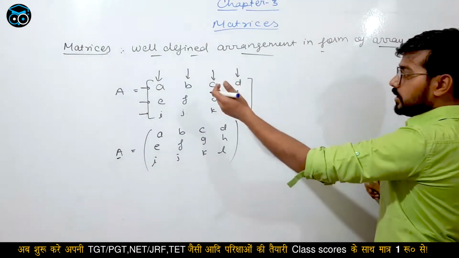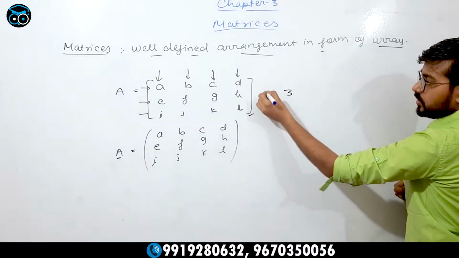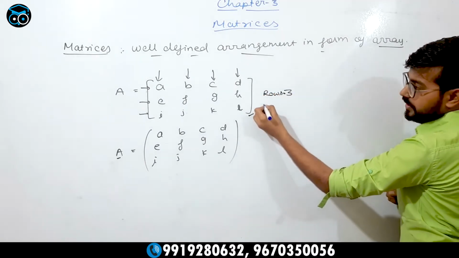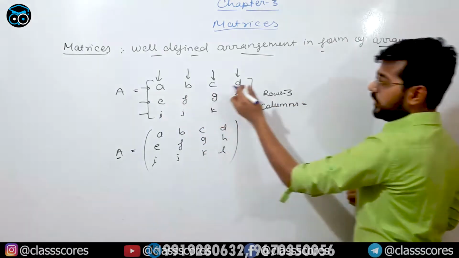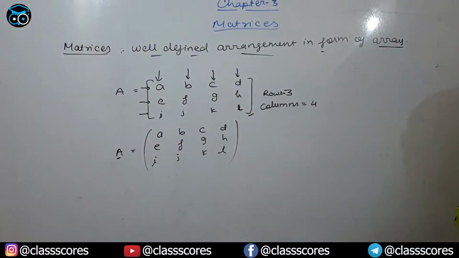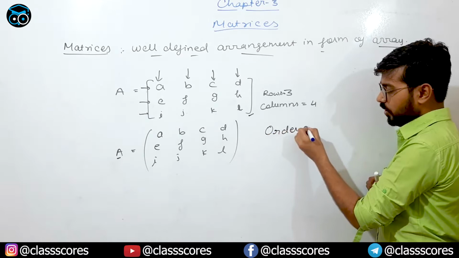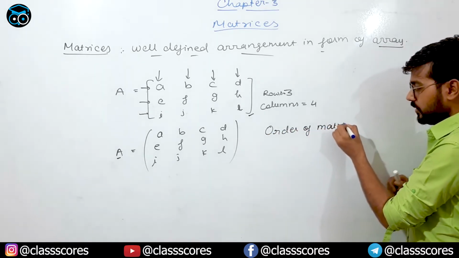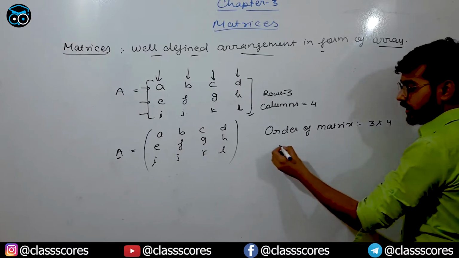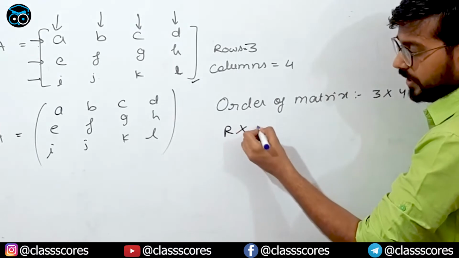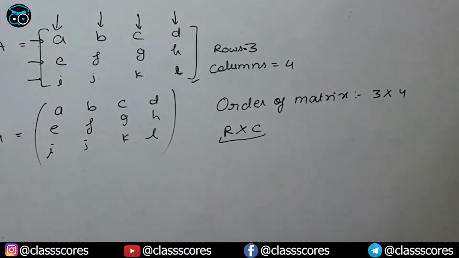Okay. Now this matrix contains 1, 2 and 3 rows, and the number of columns are 1, 2, 3, 4. There are 4 columns in this matrix. So if someone asks what is the order of the matrix, you can say that it is 3 by 4. Order of matrix means how many rows and columns are there. So this is known as the order of a matrix.